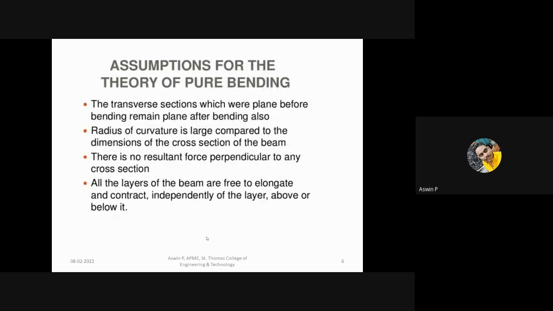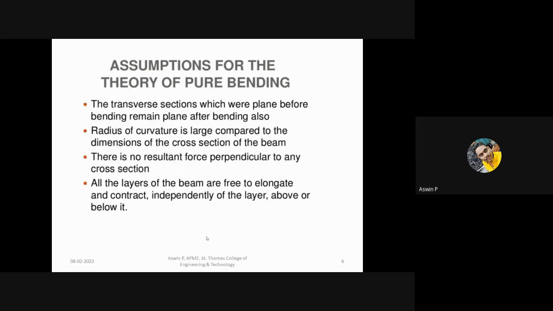And another assumption is that the transverse section, which was plane before bending, remains plane after bending also. So the transverse section, that is the cross section, should be plane before bending and after bending. This is important because we are taking moment of inertia into consideration in the theory of bending. So it's a very important term.